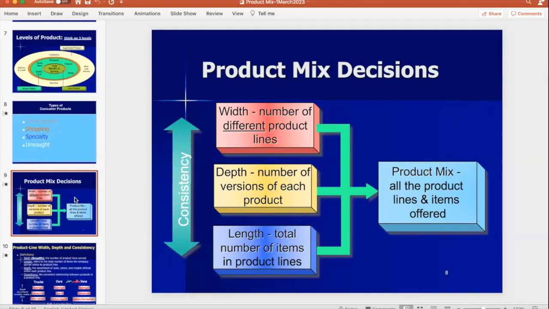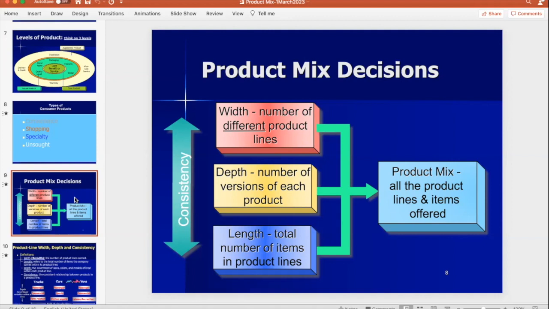So the product line width is the number of different products that you have in the product line. Let's say you're selling a car, you may have a coupe, a sedan, a station wagon, a van, a pickup, and a convertible. So these will be the different widths that you have. The depth is the variation within each one of these categories. The length is the total number of items that you will be selling.